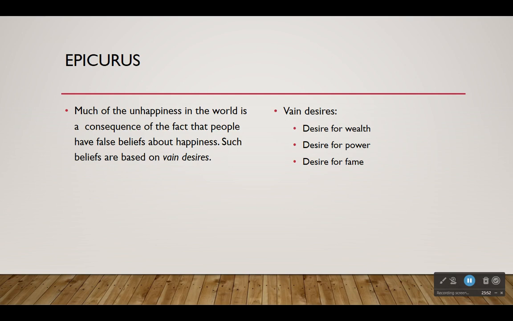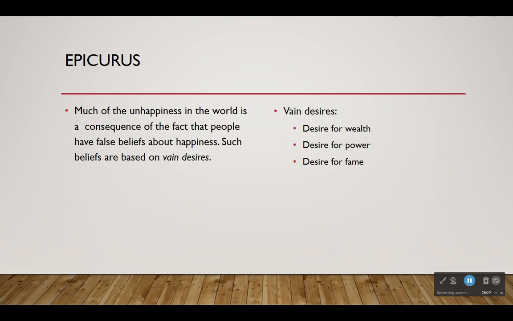Well, that impulse has to be guided, Epicurus would say. That impulse has to be guided by true beliefs. But oftentimes, people's beliefs about what will make them happy, their beliefs are false. Such false beliefs are based on what he called vain desires. So, the desire for wealth, for example, is what Epicurus would call a vain desire. It's not a natural desire.